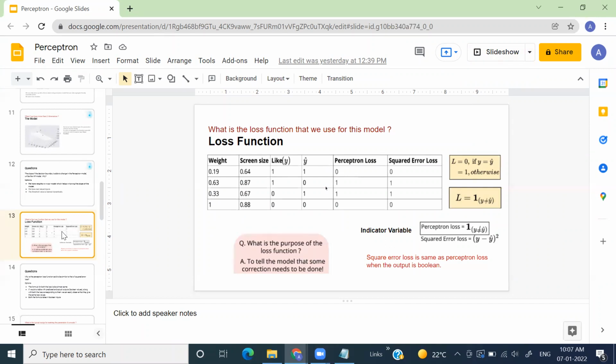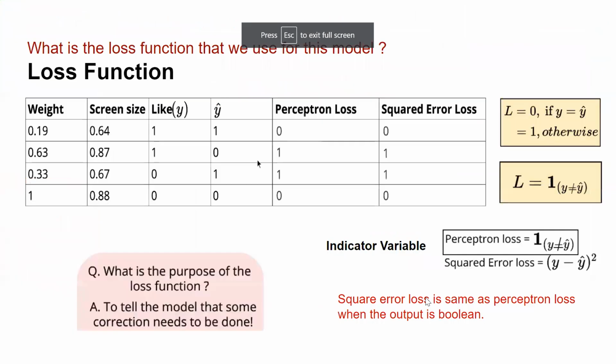In this particular case also, we can go ahead with the square error loss, but in this case, we'll be choosing another kind of loss, which is represented by this indicator variable. And this indicator variable symbol is something like this: L is equal to 1, with the subscript y not equal to y cap. So whenever you see any paper or article with this notation, don't get confused. This is nothing but a very simple loss function of perceptron model.